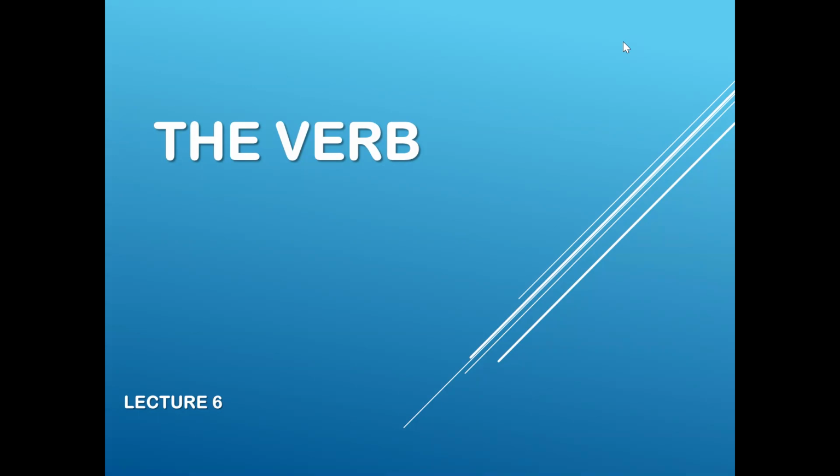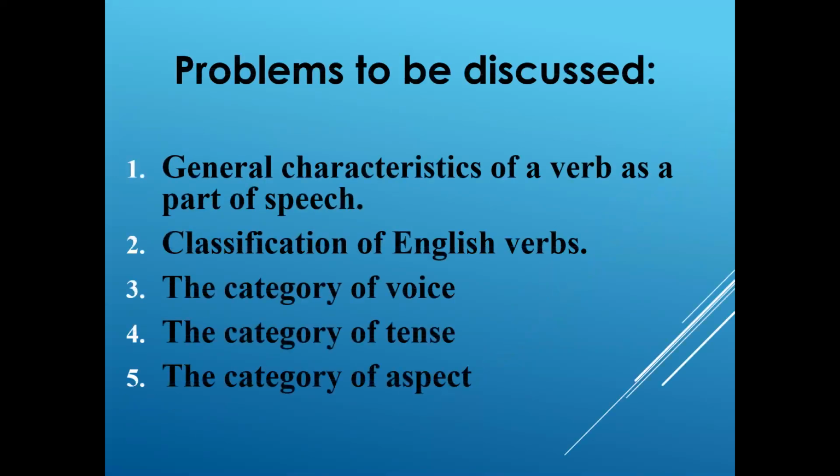Today the subject of our e-lecture is the verb, and we will discuss in detail the grammatical properties and the features of the verb. Our e-lecture consists of 5 layouts. Today we will discuss the general characteristics of a verb as a part of speech, classification of English verbs, the category of voice, tense, and aspect.